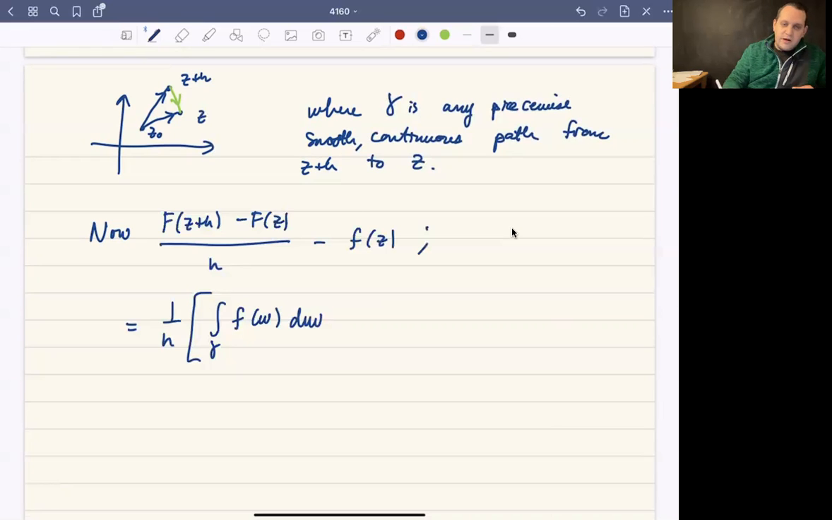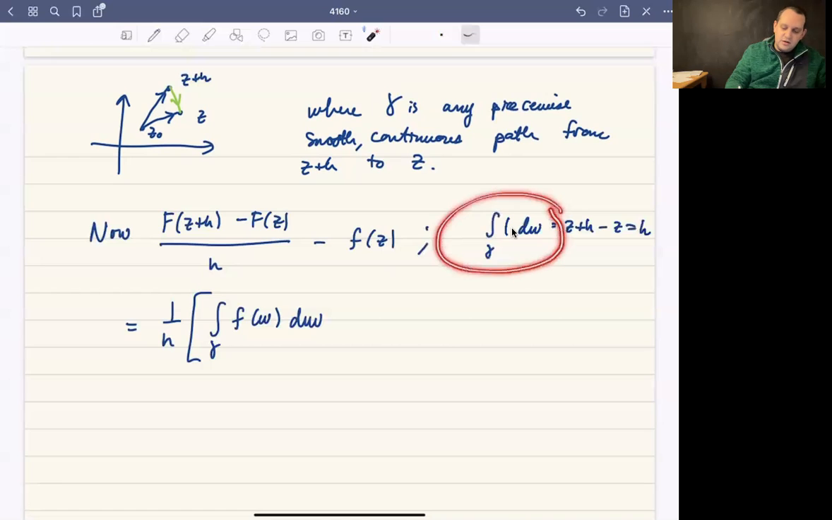One other thing I just want to point out: if you integrate the constant 1 over gamma, by the fundamental theorem of calculus that we talked about before, the antiderivative of 1 is just z. So you're going to get the endpoints subtracted from each other, z plus h minus z, which is just h. So this is important enough that I want to emphasize: the integral of 1 over gamma is going to turn out to be h.